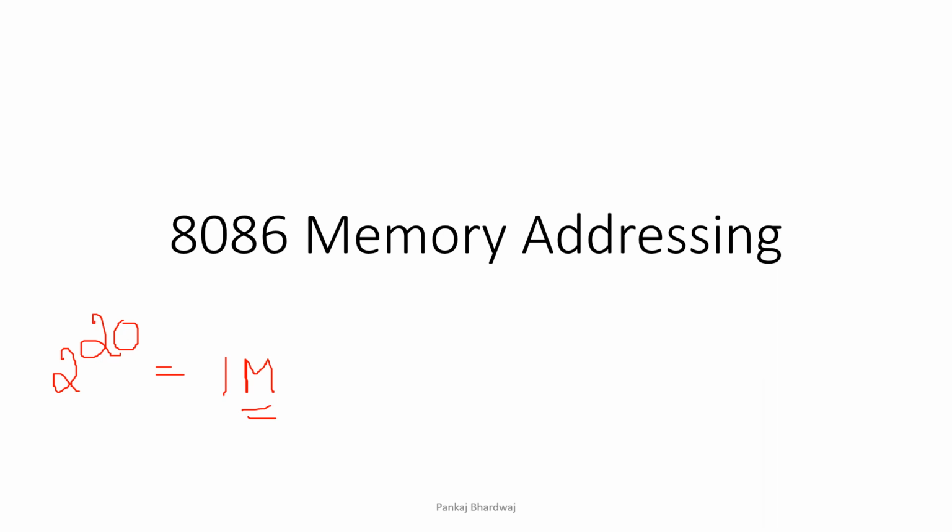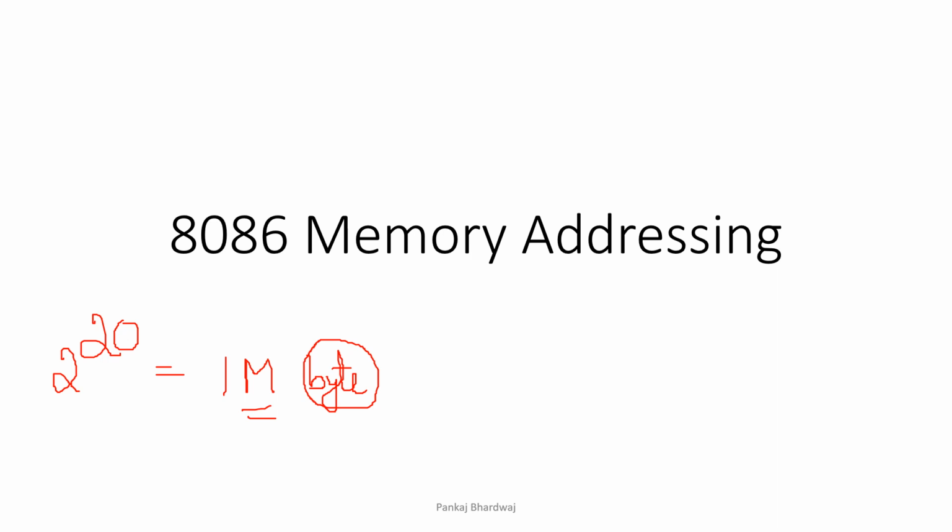And those 1 mega locations contain a byte at every single location. That means 1 mega locations having 8 bits in each location. So a total of 1 megabyte of locations can be addressed. We have 2 to the power 20 locations, that means 1 mega locations.